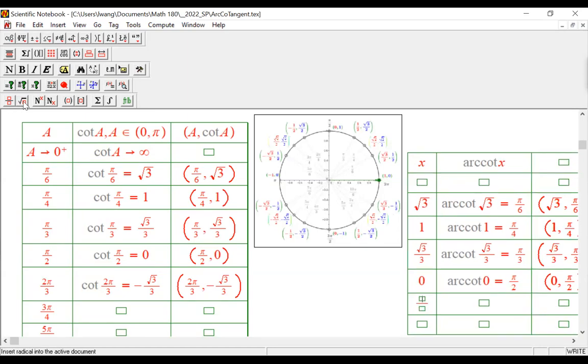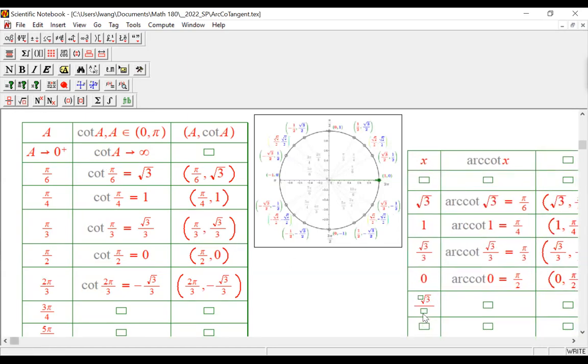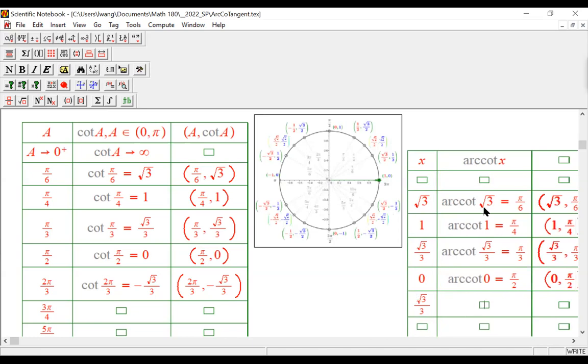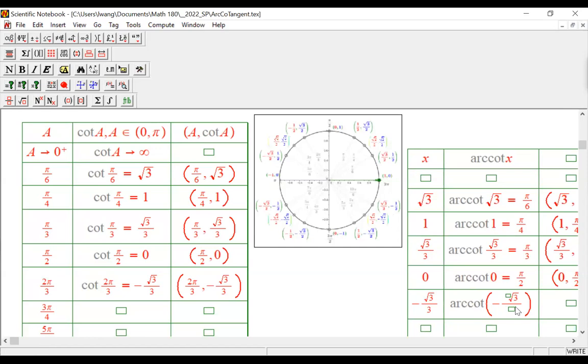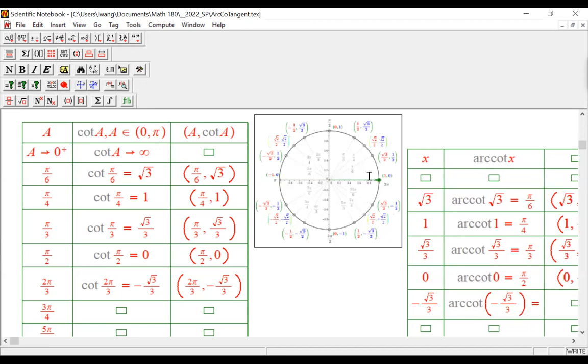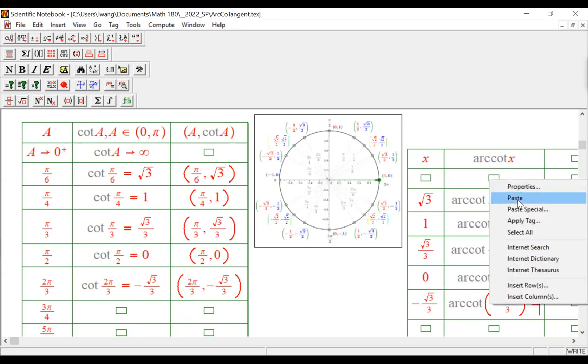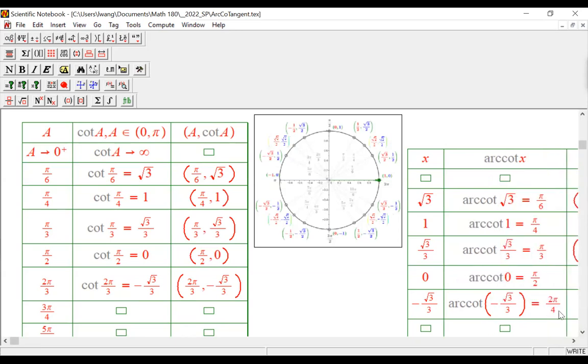So when the input is a ratio, arc cotangent of negative root 3 over 3. Sorry, I forgot the negative sign. I need to remember no one is watching me, actually. I'm just pretending. So that's going to be 2 pi over 3.